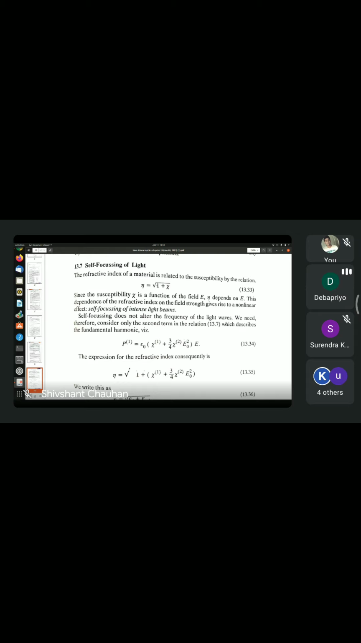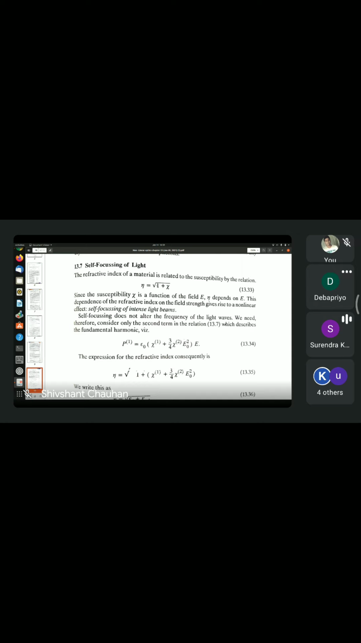So there is a mistake in the notation. 3/4 chi 3 E0 square is what it should be. Just to make this correction, write it down in your notepad or whatever paper you have, that 3 by 4 chi 2 should actually be 3 by 4 chi 3, because this is the one that is associated with the third harmonic.